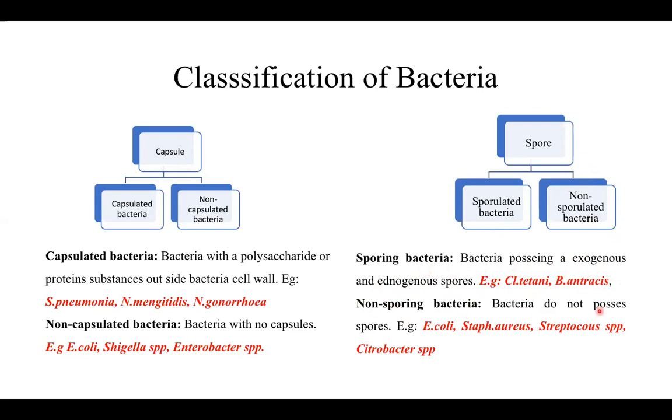Those bacteria which do not possess spores are known as non-spore-forming bacteria. The examples are Escherichia coli, Staphylococcus, Streptococcus, Citrobacter, Klebsiella, Salmonella, Shigella, Enterobacter, Edwardsiella, Pseudomonas, Proteus, Providencia. All these bacteria are non-spore-forming bacteria.